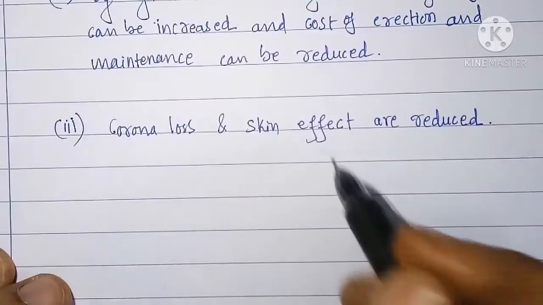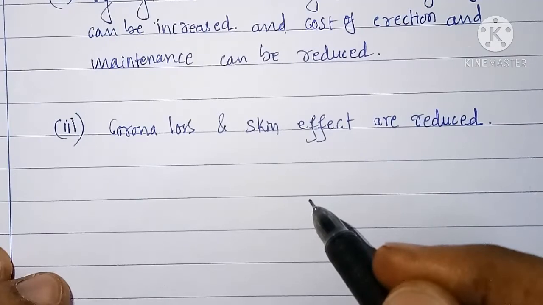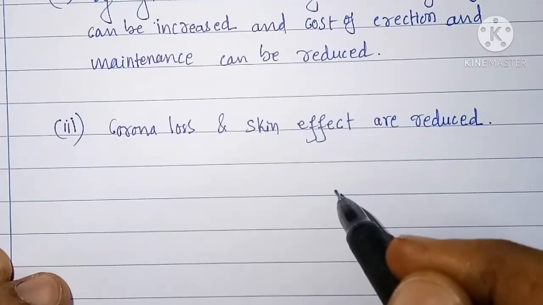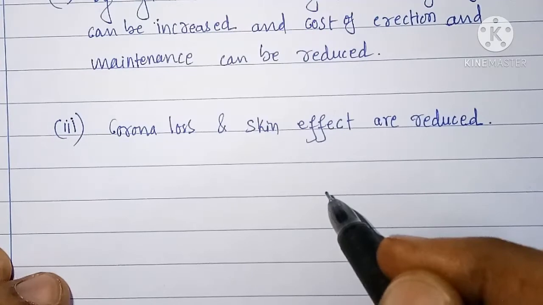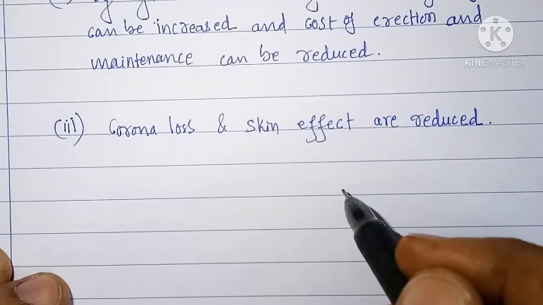Here I will define what is skin effect. The alternating current flowing through the conductor will not be distributed uniformly across its cross section. That is, the current density near the surface is more than near the center.